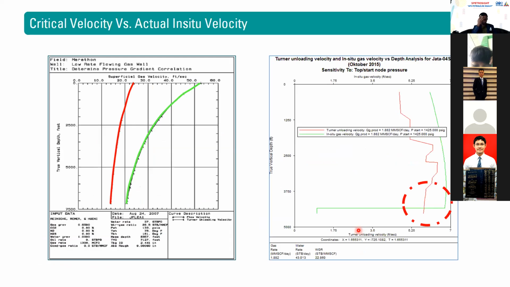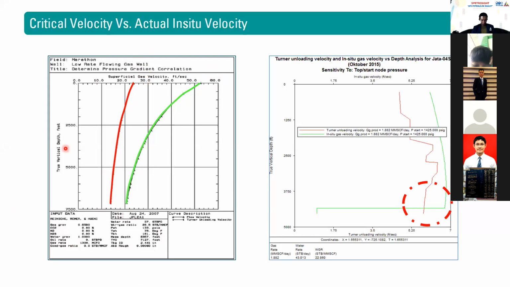You need to do the calculation at all the sections of the wellbore, not only at the wellhead, not only at the bottom hole. So you need to do a simulation using a wellbore model, like this one. The red line represents the in situ flow rate, whereas the green one represents the critical flow rate. Oh, I'm sorry, it's the other way around. The green is the critical flow rate, and the red is the in situ flow rate.